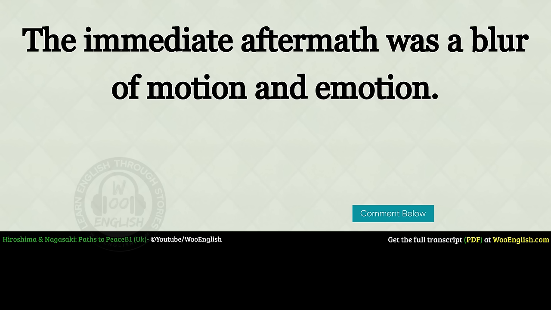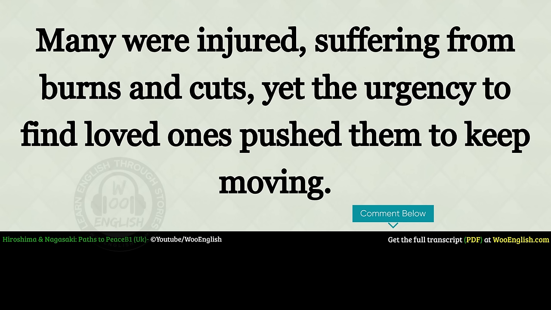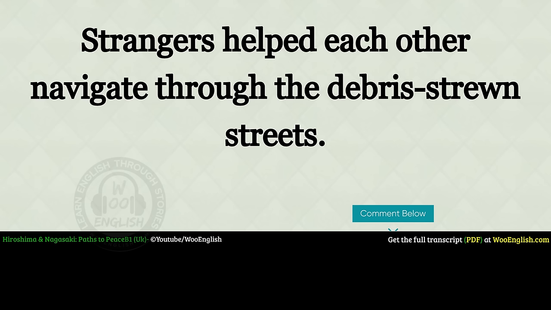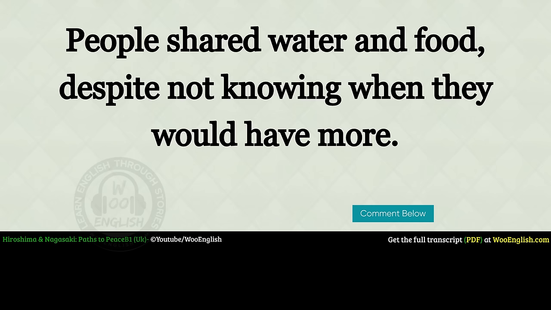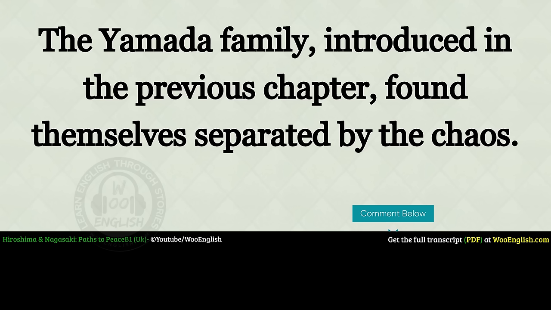The immediate aftermath was a blur of motion and emotion. Fear and shock were etched on the faces of survivors as they tried to comprehend what had happened. Many were injured, suffering from burns and cuts, yet the urgency to find loved ones pushed them to keep moving. In the midst of the devastation, acts of kindness shone brightly. Strangers helped each other navigate through the debris-strewn streets. People shared water and food, despite not knowing when they would have more. In a time of unimaginable tragedy, the human spirit's capacity for compassion and resilience was evident. The Yamada family, introduced in the previous chapter, found themselves separated by the chaos.